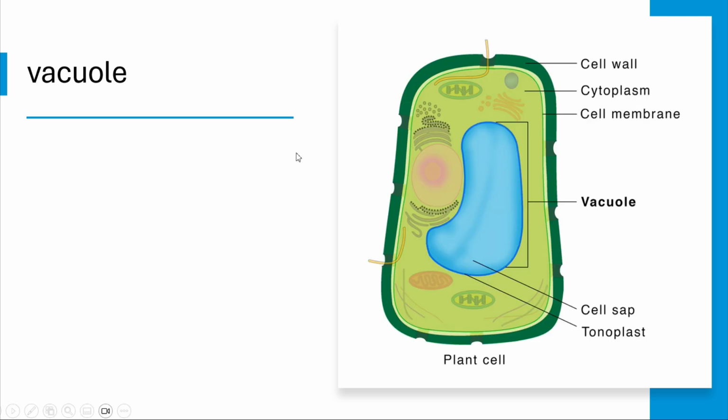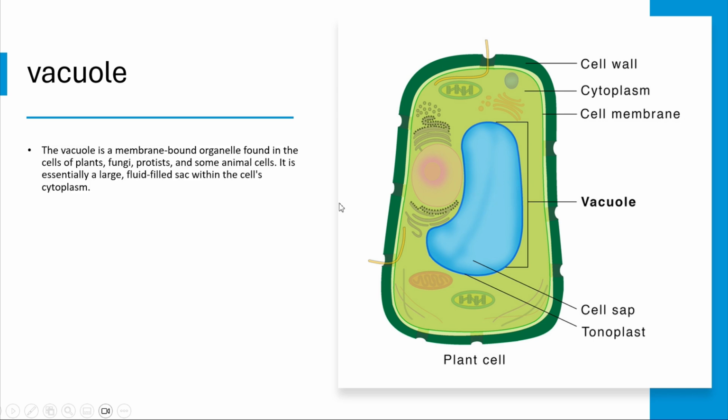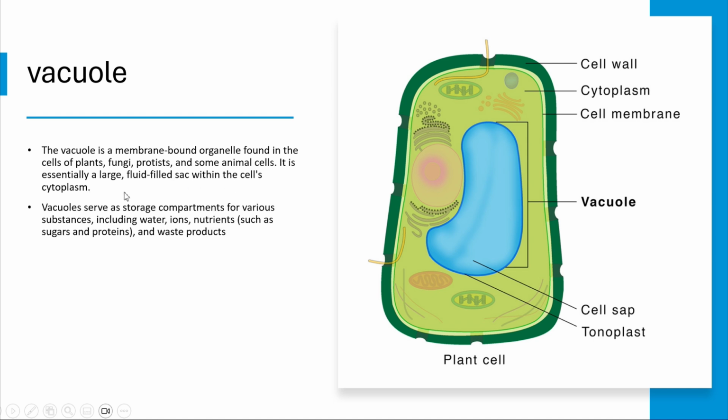Vacuoles are fluid-filled sacs that you find in plant cells, and a smaller one in human cells as well. A vacuole is a membrane-bound organelle found in the cells of plants, fungi, protists, and some animal cells. It is essentially a large fluid sac within the cell's cytoplasm. Vacuoles serve as storage components. They store water, ions, nutrients, sugars, proteins, and waste products as well.